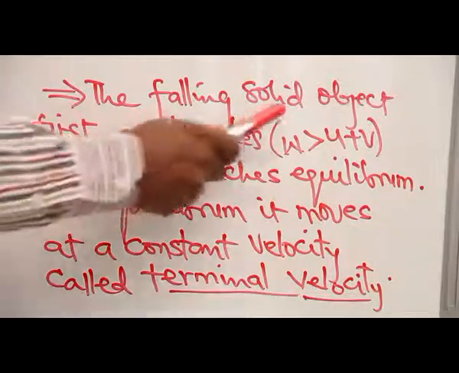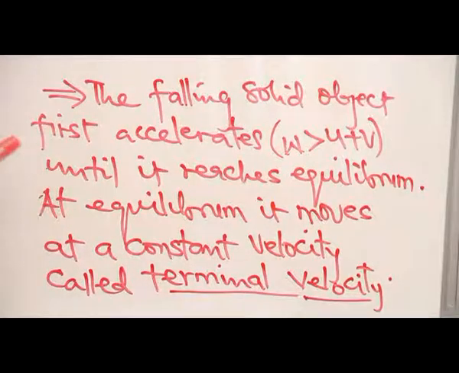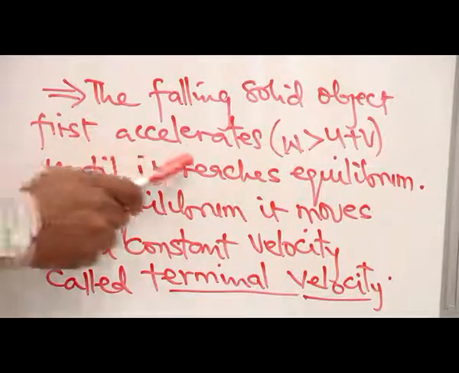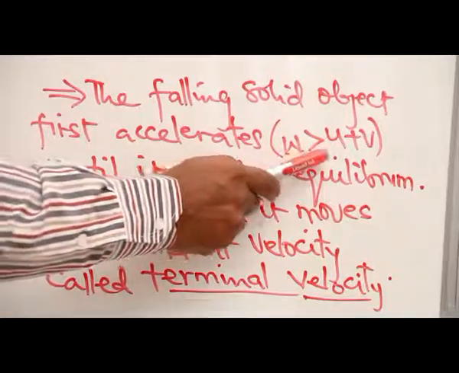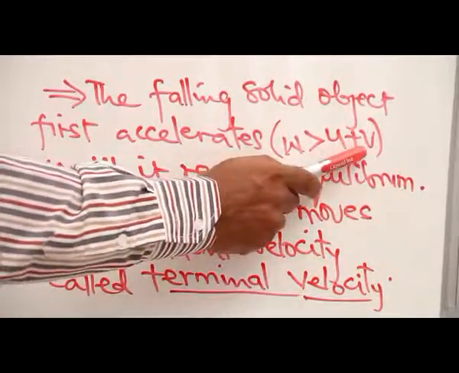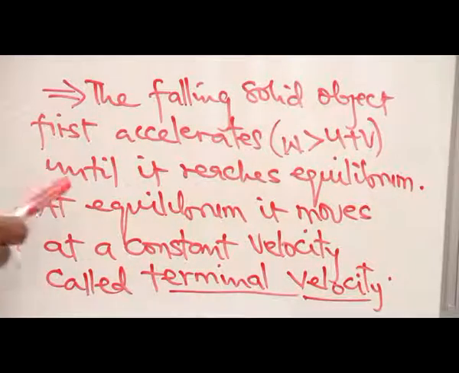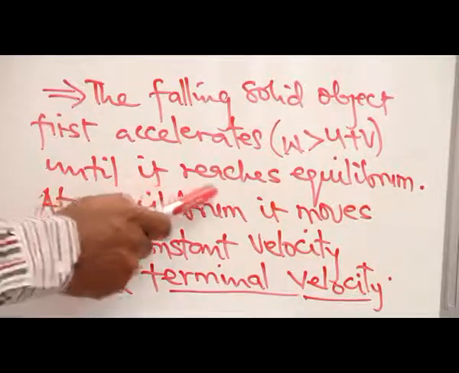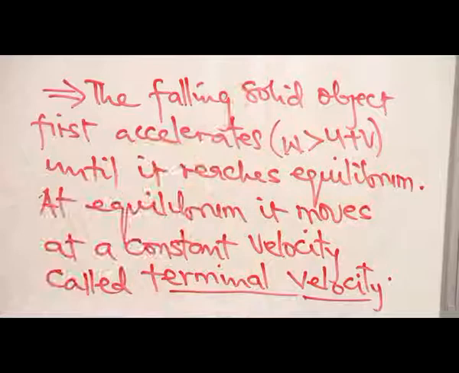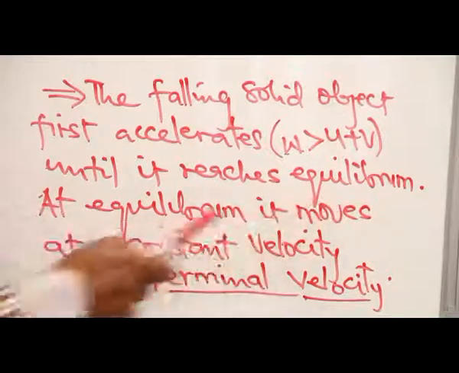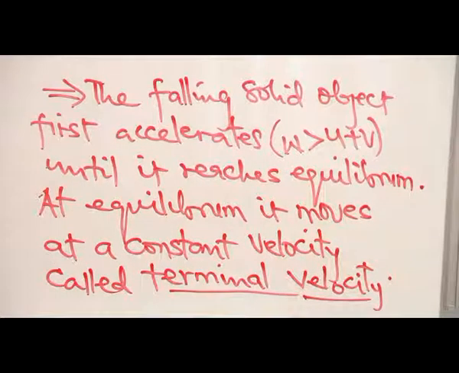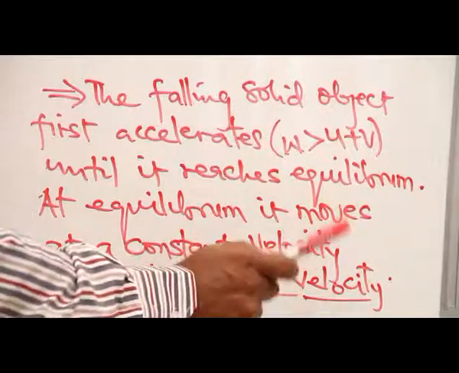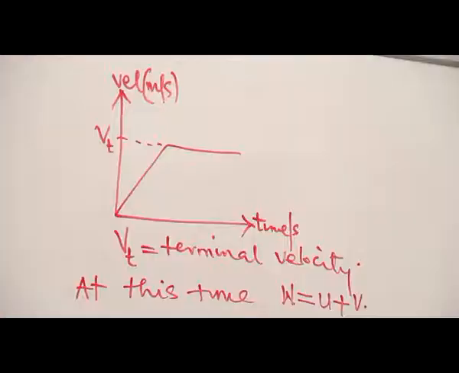The falling solid object through the viscous liquid first accelerates. At that time, the weight is greater than the upthrust plus the viscosity. It accelerates until it reaches equilibrium. At equilibrium, it moves at a constant or uniform velocity, called terminal velocity.